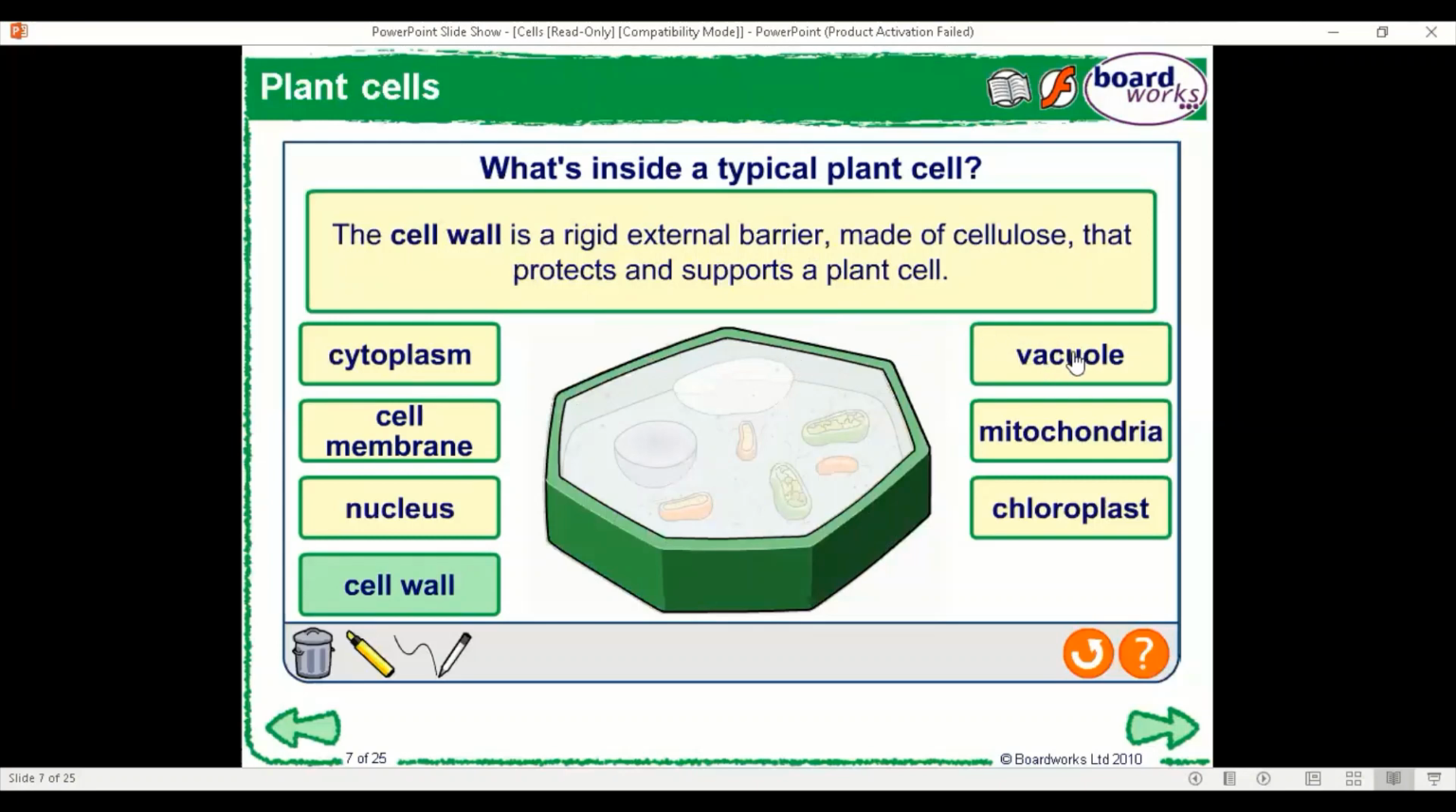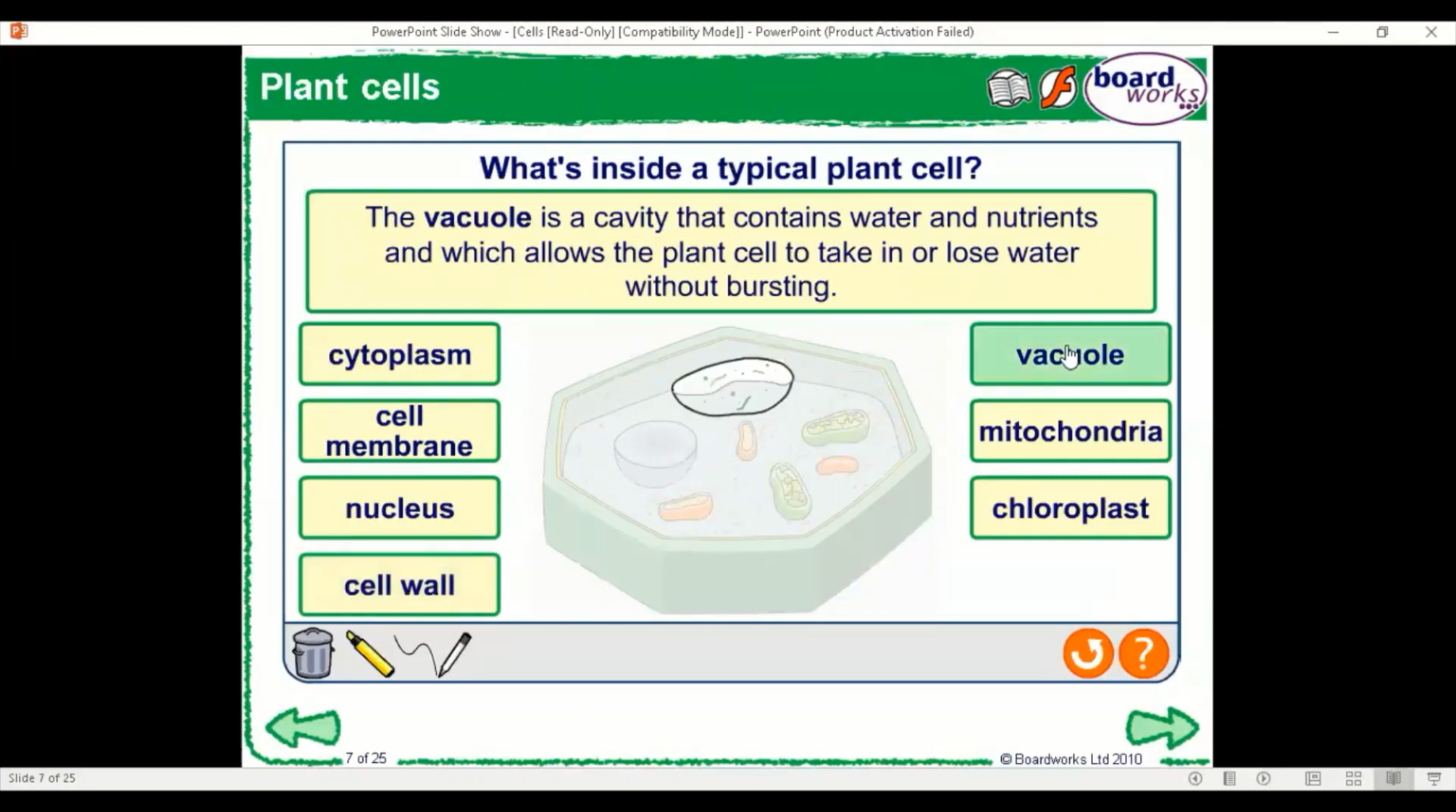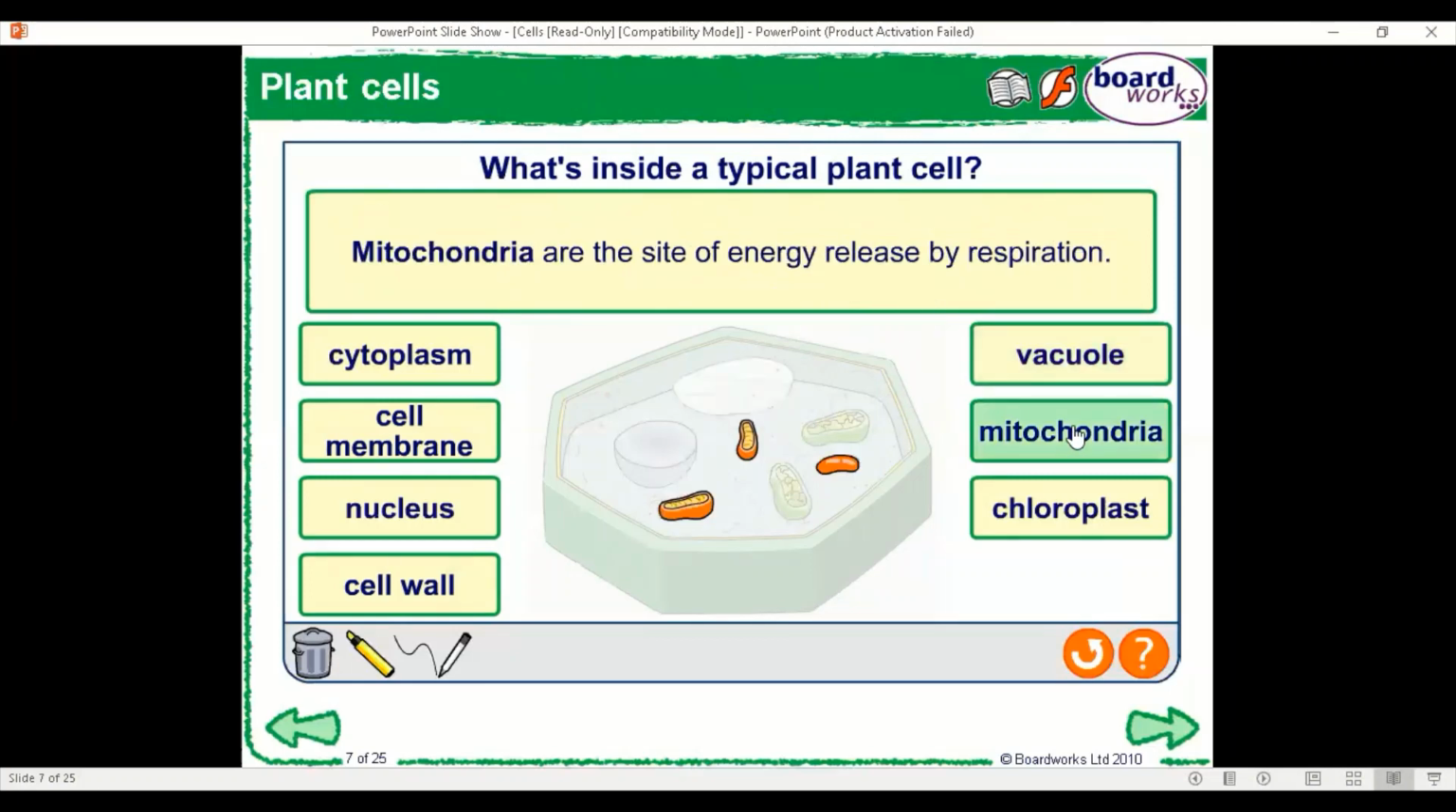Now these things are very important. Vacuole, right? A cavity that contains water and nutrients, which allows the plant to take in or lose water. And the cell wall prevents it from bursting. Vacuole will help to take in water. Mitochondria, even plants need energy. Look, so energy, even plants respire. Although they photosynthesize, they also respire as well while breathing.